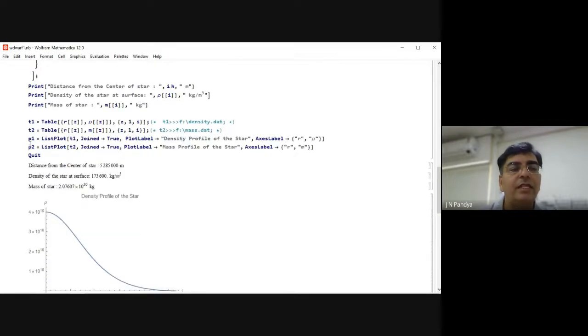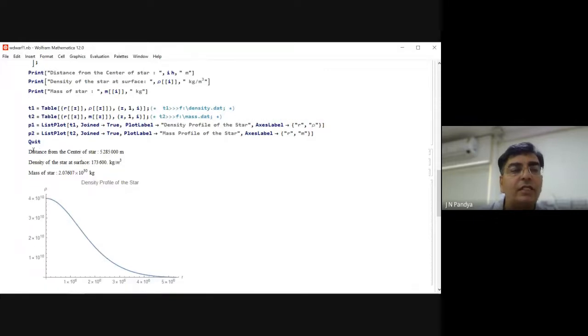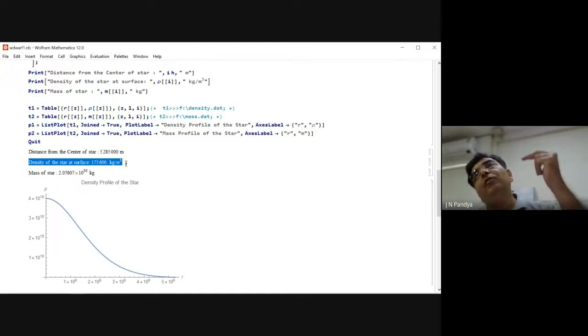So what is the basic idea? You wrote that thing, you found out this thing, and then finally you are seeing that the distance from the center of the star is this much. That means this is the radius for us. At that radius, my density turns out to be this thing. Now you can see here that density has to be zero when we are reaching the end of the problem.